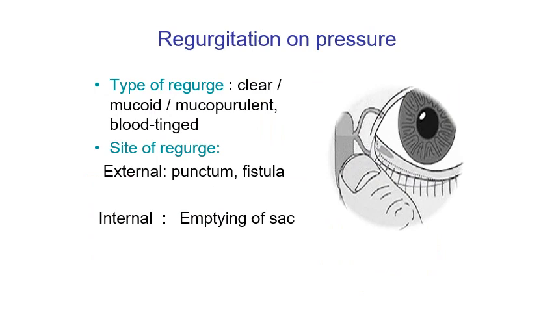So what is the type of regurgitation? When you are giving the pressure, you have to see what type of regurgitation is coming, whether it is clear, mucoid, mucopurulent or blood tinged. And the site of regurgitation has to be noted. If it is external, it can come through the upper punctum or lower punctum, and if there is an external fistula, it can come out from the fistula. If you are giving the pressure, the discharge can also empty into the nose. That is called emptying of the sac. It is internal. So the site of regurgitation can be observed as external or internal.